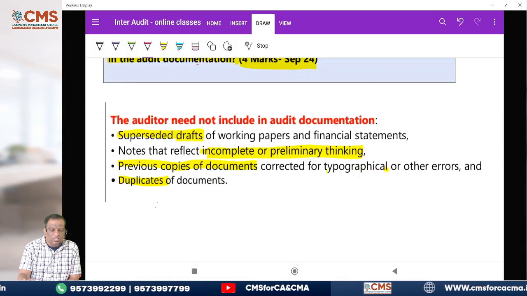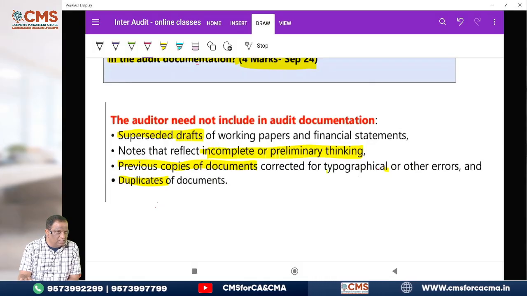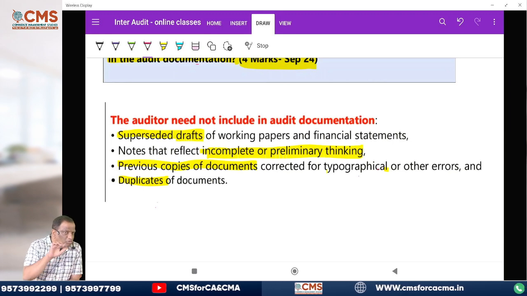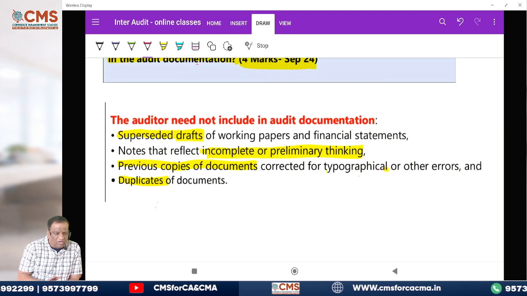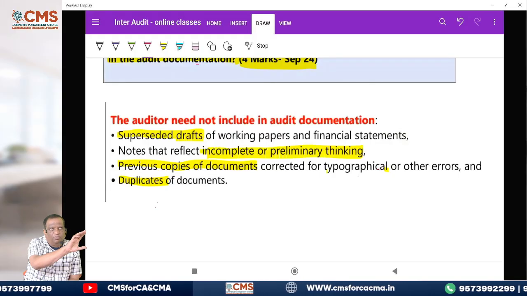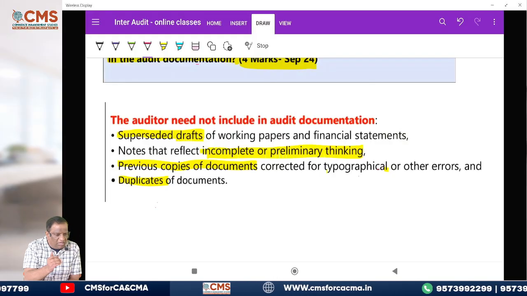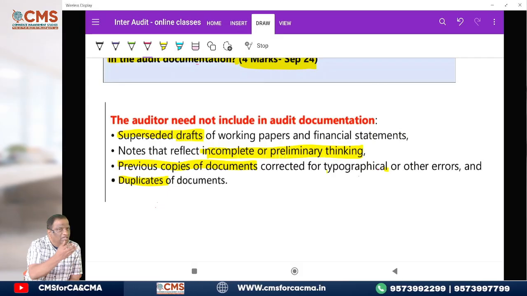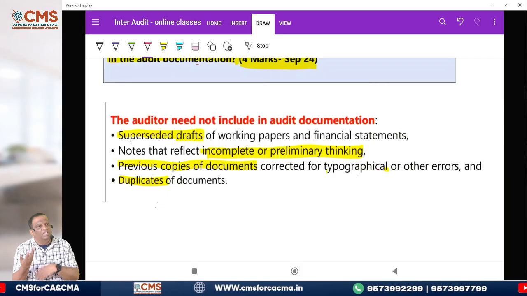Which are the ones? Superseded drafts, where there is a first version and a second version. Do I need to keep my first version? Not required. Superseded. Like first you prepared a depreciation table. Imagine you prepared a file and took the print. But when you took it to the manager, he said no, this is wrong, this percentage is different. Then again you came, reworked, and took a second print.